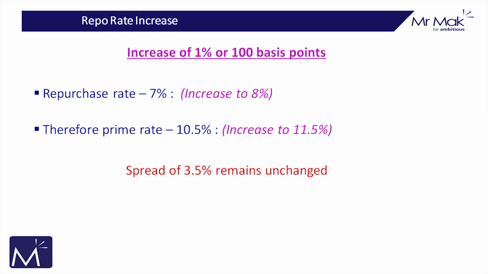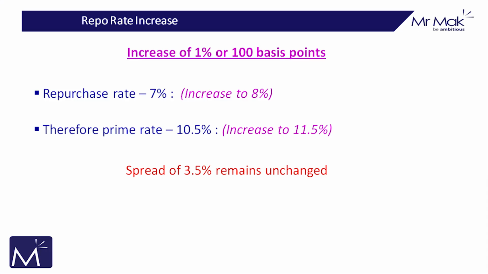be 10.5%. Why 10.5%? The spread or the difference between the repo rate and the prime rate is always 350 basis points. That's a fancy way of saying 3.5%. The difference between the repo rate and prime is fixed at 3.5%. And that spread is regulated by the South African Reserve Bank.